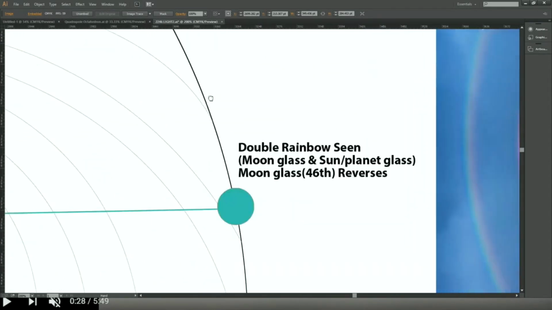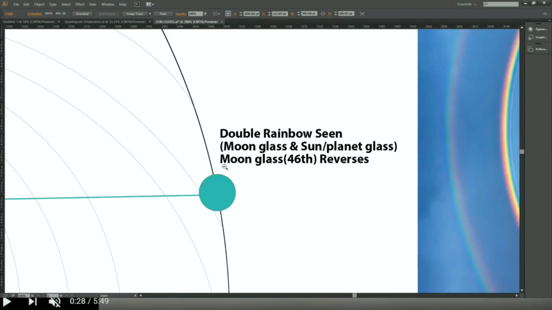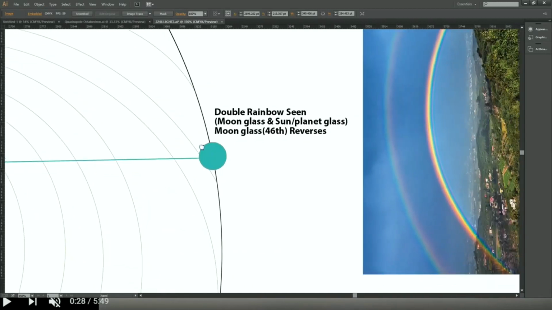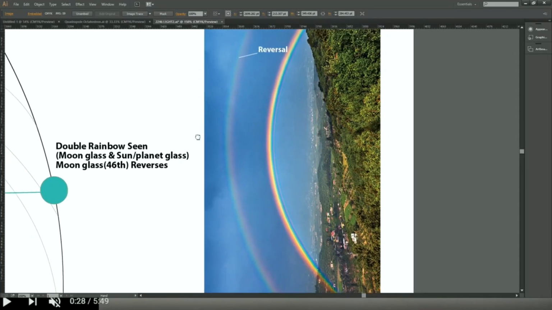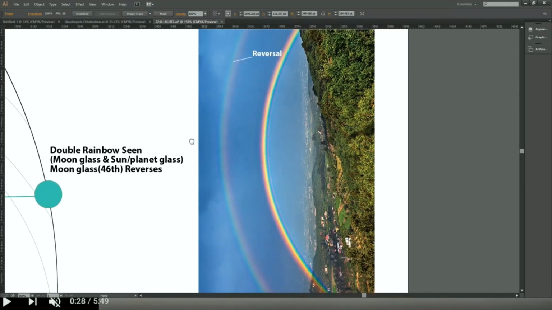But as we get further away, like when the sun is getting closer to the horizon, we're going to get a flip. We're going to get a reversal with the secondary rainbow. So the double rainbow is going to be seen. The moon glass sphere planets, the moon glass and sun planet glass, and the moon glass 46th reverses on itself. And so that's what's happening. It's just a matter of distance.